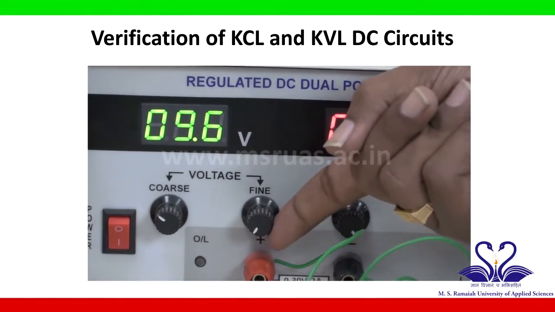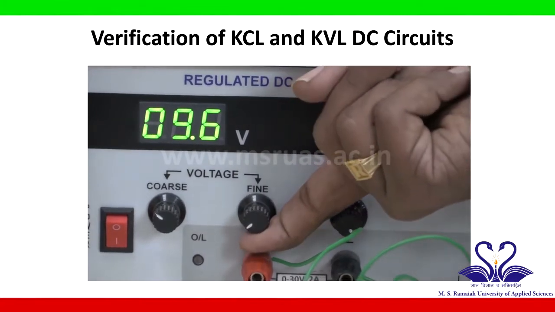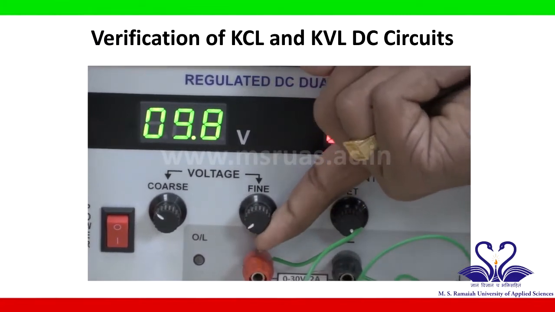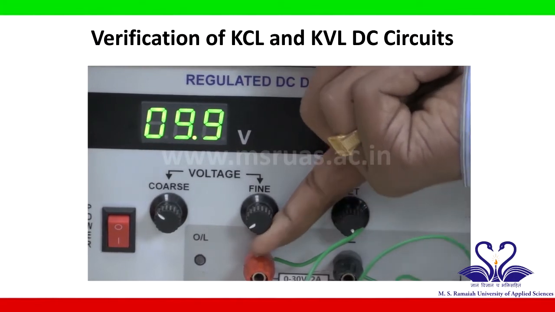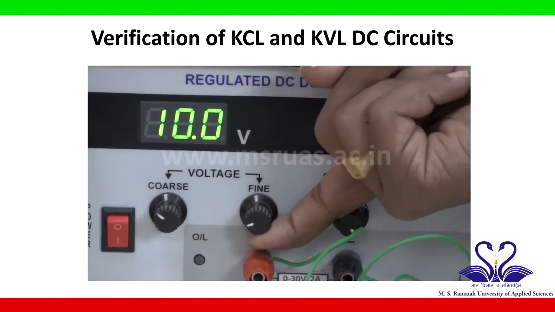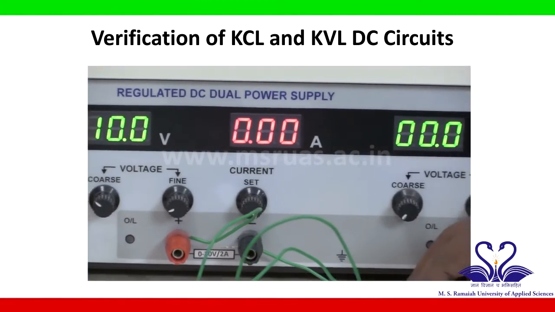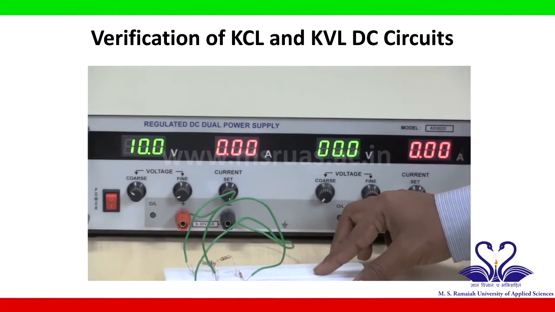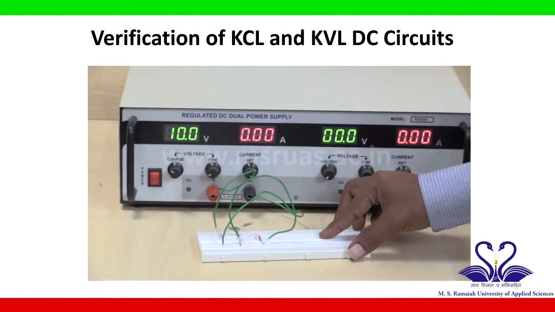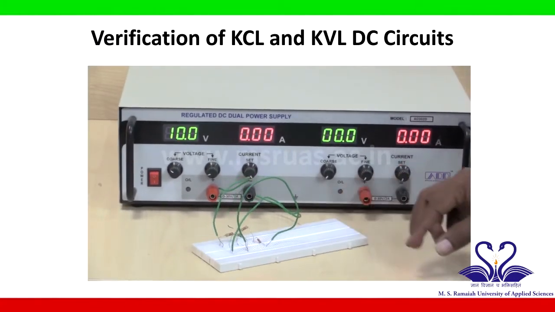And here these points are adjusted by fine. Now 10 volts is applied according to the given circuit. Now measure the current flowing through the individual resistors using multimeter.